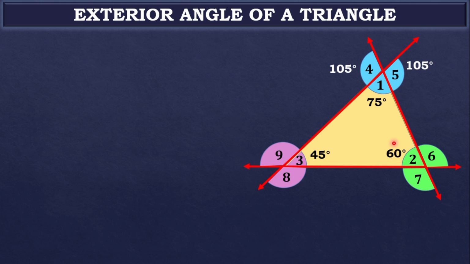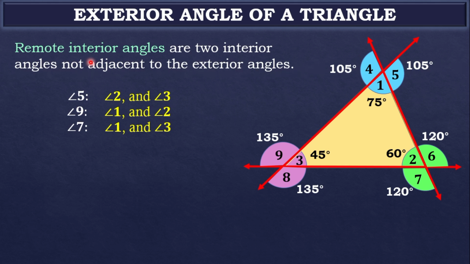Okay? So, eto naman, linear pair ito. So, supplementary yan. So, kung 60 ito, ibig sabihin 120 na to. Vertical angle sila, so this is also 120. And then this one, since linear pair sila, so this is 135 degrees. Vertical angles itong dalawang exterior angle mo, so this is also 135 degrees. Now, based kanina sa concept ng remote interior angle, ito yung nakuha natin. Let us try to get the measures of angle 5, angle 2, and angle 3.